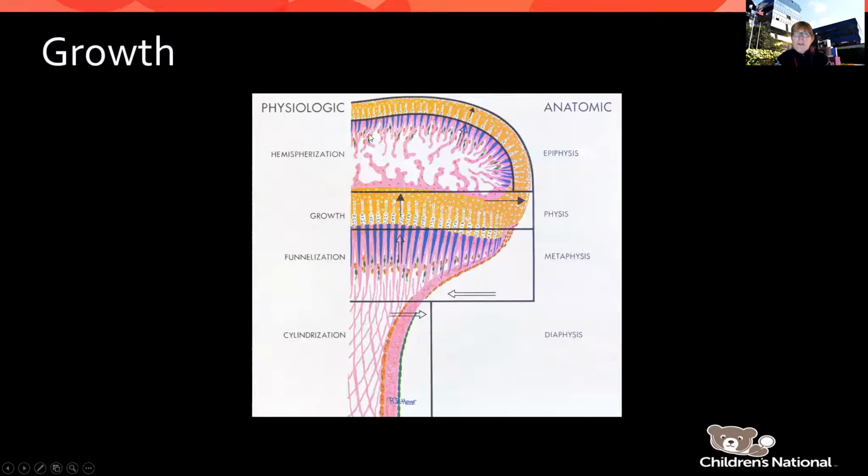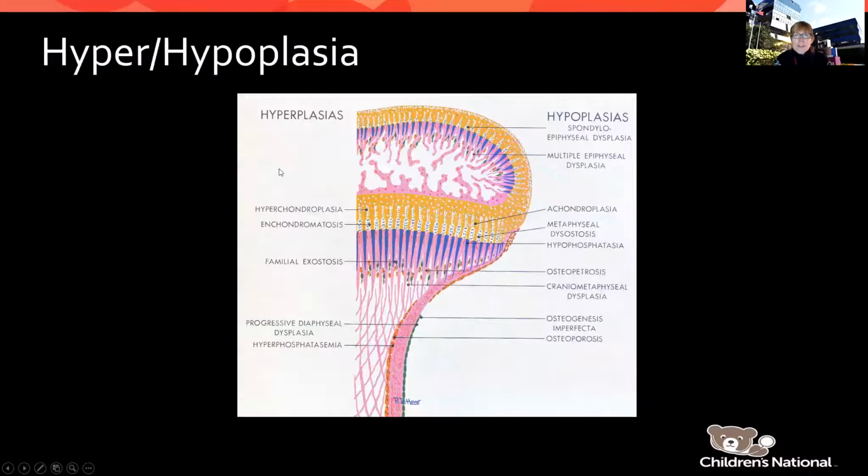So for growth, remember that with the epiphysis, you're going to have a hemispheric growth pattern. If you do have epiphyseal growth abnormalities, they will end up being fairly short. But the most severe disturbances of growth are at the physis, so these will result in the shortest skeletal dysplasias. The metaphyses may have some flaring, and then you have the cylindrification that occurs with the diaphysis. And you can have both overgrowth and undergrowth of the epiphysis, physis, metaphysis, and diaphysis.